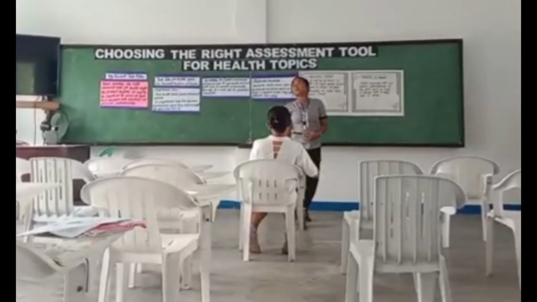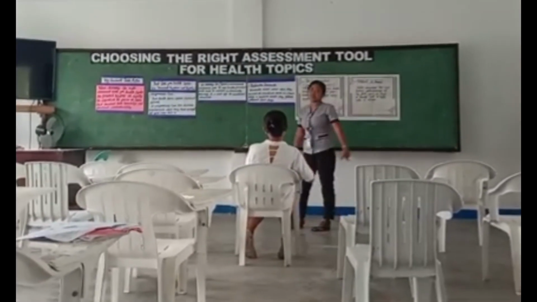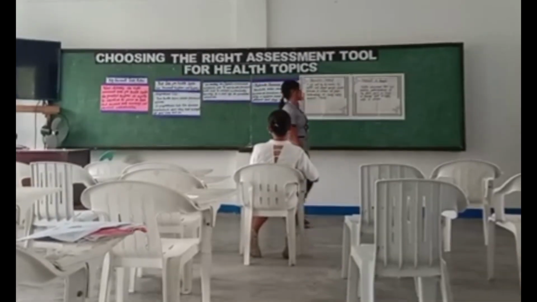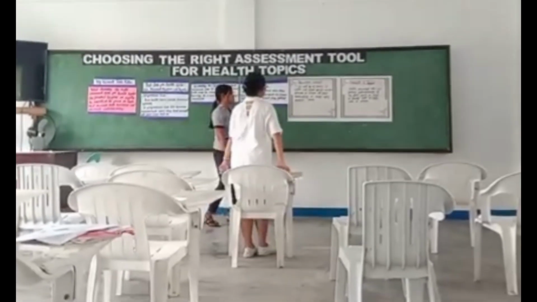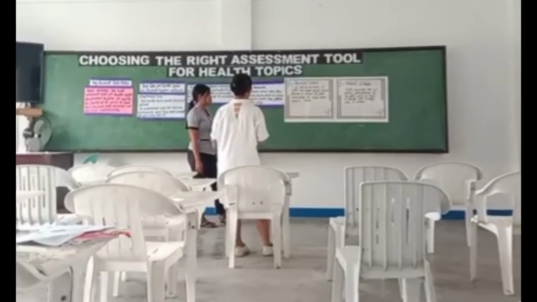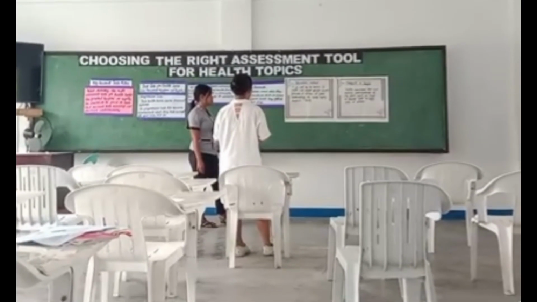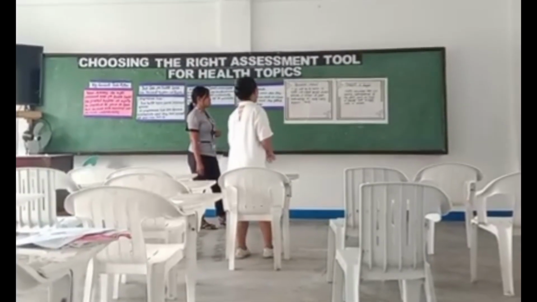So now, let's proceed to the third assessment tool for health practice, which is the observation checklist. Can you read, Shaira? Observation checklist: a list used by the teacher to watch and record specific student behaviors or actions, like proper hand washing or using safety equipment correctly.